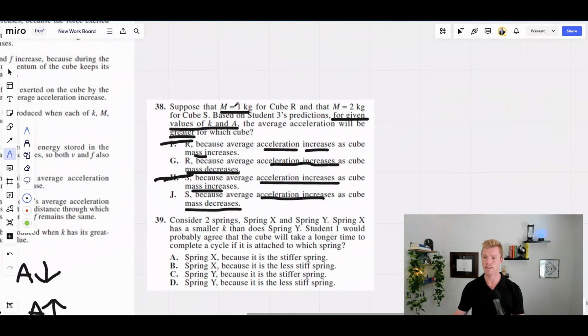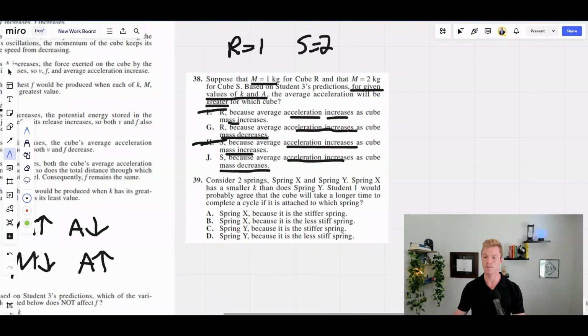And of course, they're making this as complicated as possible. They're labeling these as cube R and cube S. I'll say R equals 1 and S equals 2, and then go back to my little shorthand note here of mass down, acceleration up. So mass down looks like it is cube R. R has the lower mass. So now I'm just going to go with answer choice G.